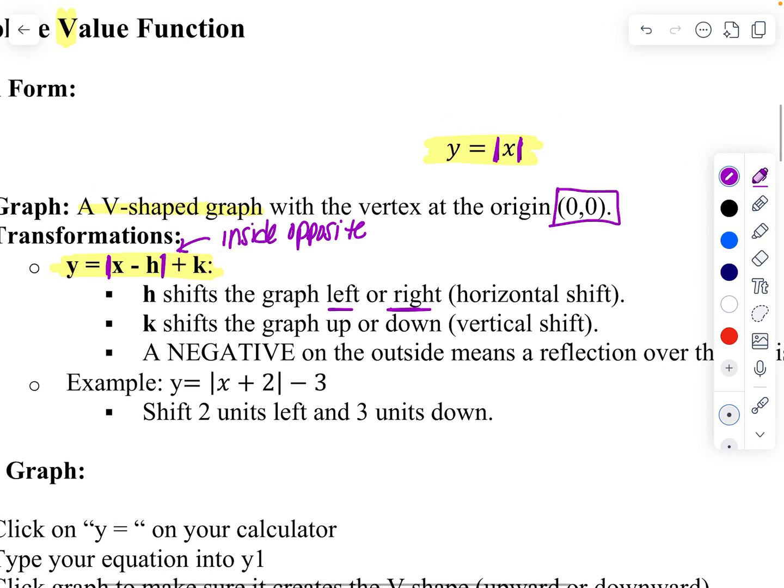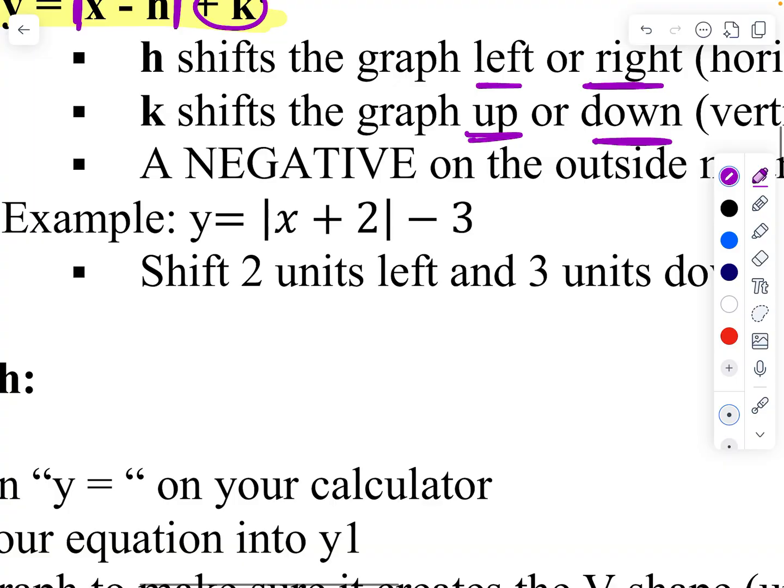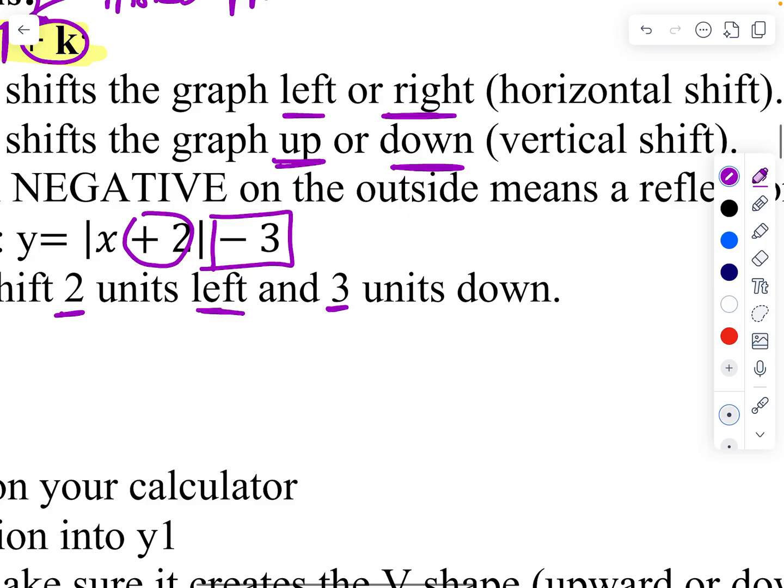Okay. K, which is on the outside, this is where we don't have to think opposite. So if our outside number is positive, we are going up. And if our outside number is negative, we are going down, just as we would assume it would. Okay, so this would be like an example right here. So the inside, our H, is a positive 2. What we might think means right actually means 2 to the left. But on the outside, that minus 3 does mean 3 units down.